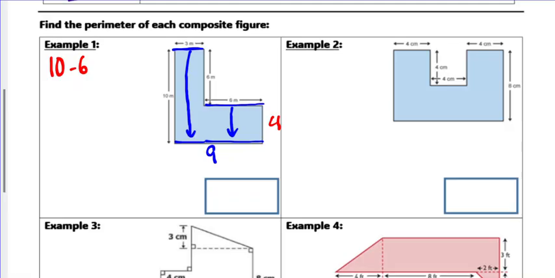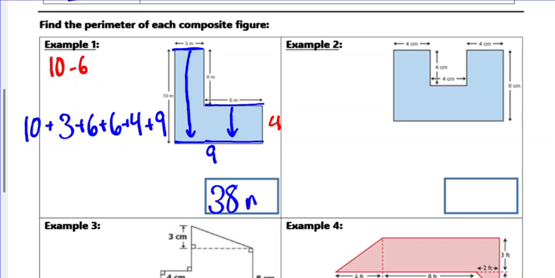Now we have all the missing sides. We can just add them up. We're going to do 10 plus 3 plus 6 plus 6 plus 4 plus 9. Adding all those together, we should get 38 meters.